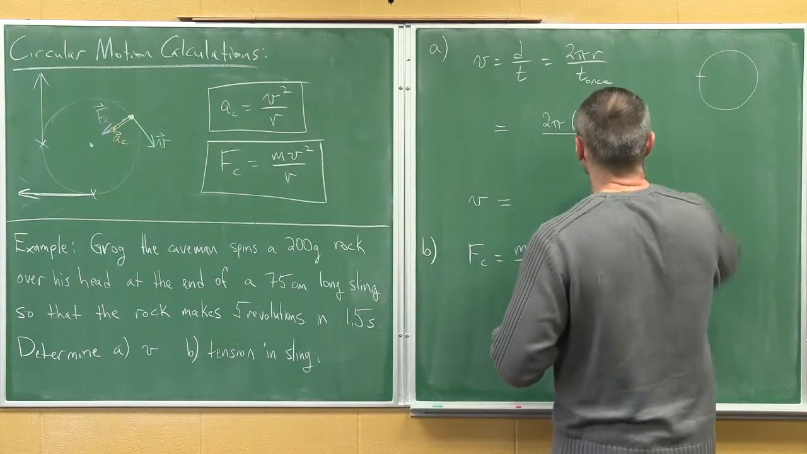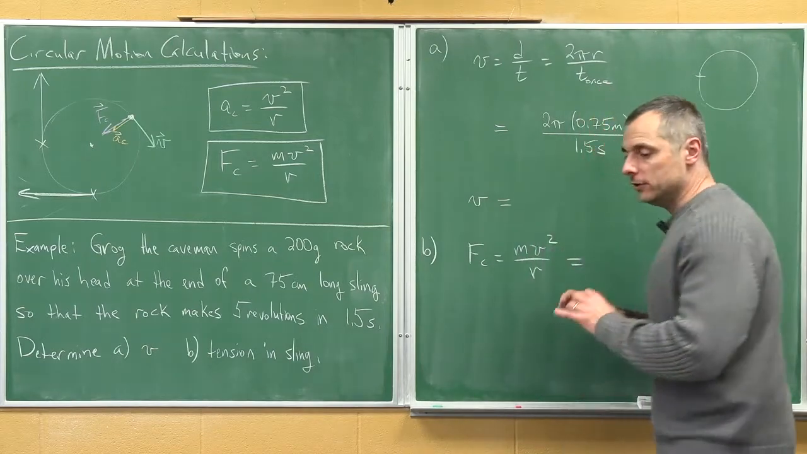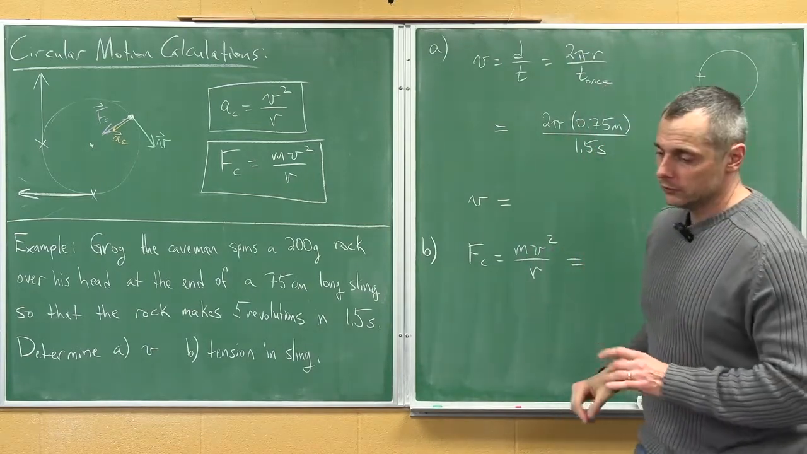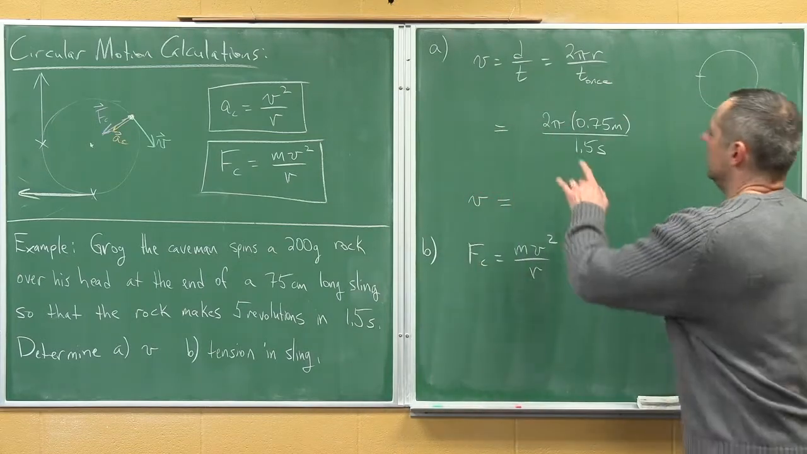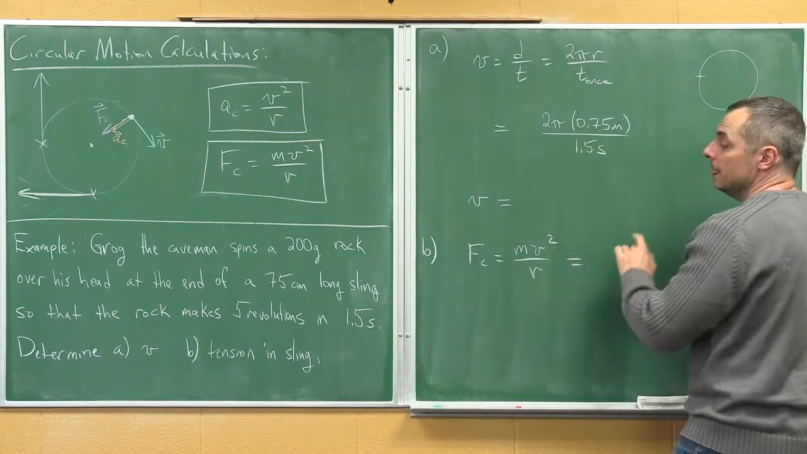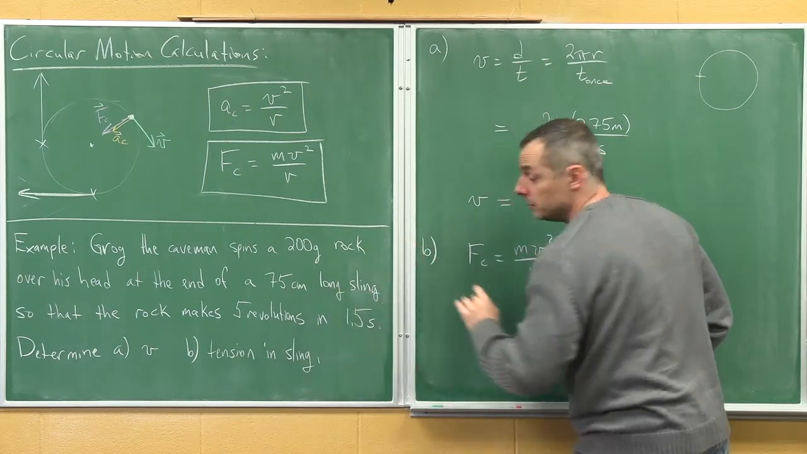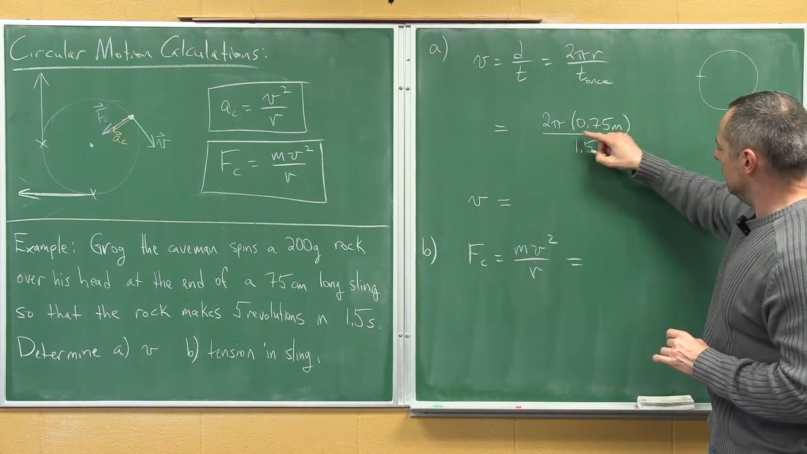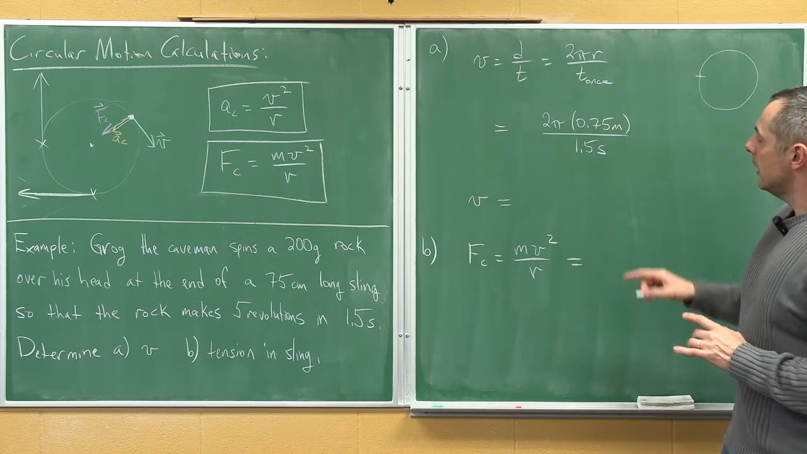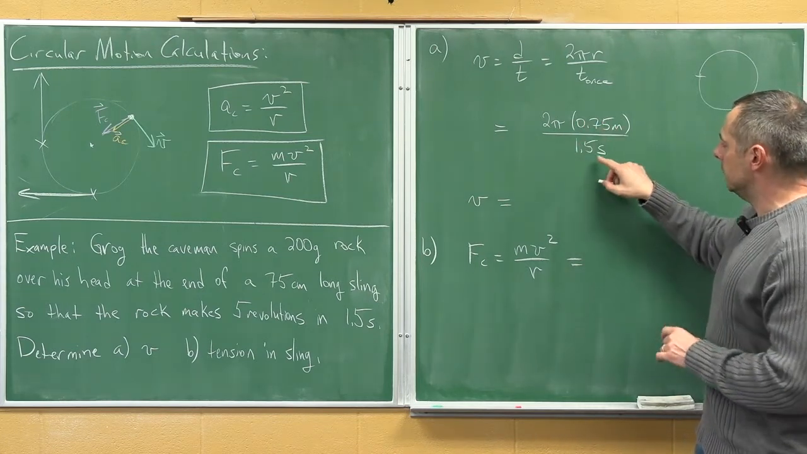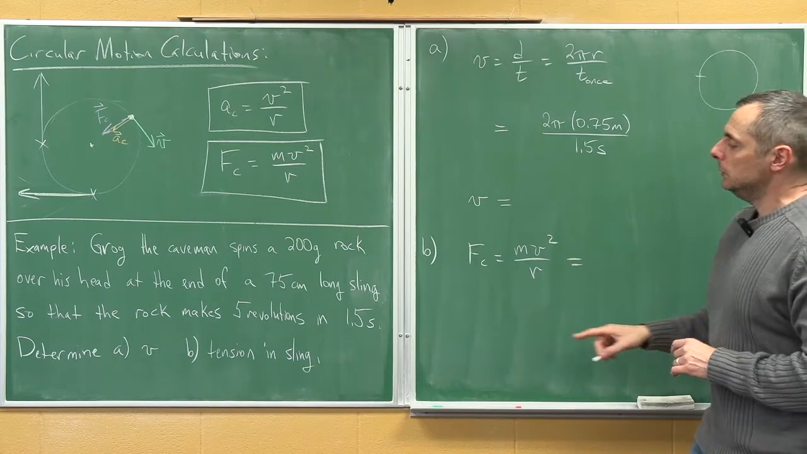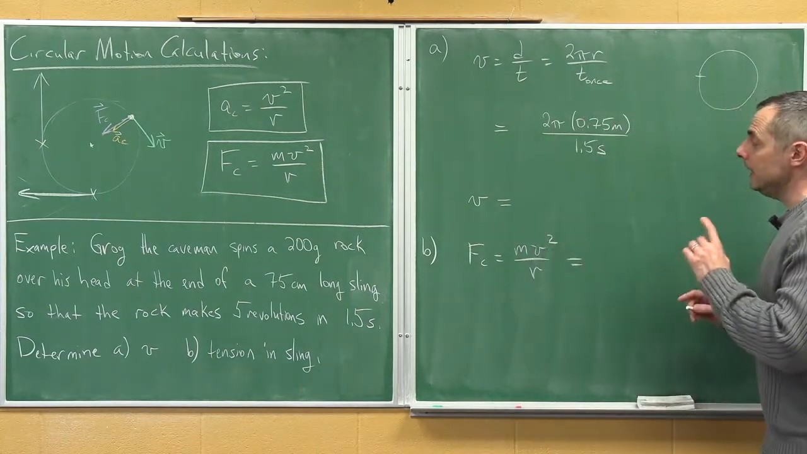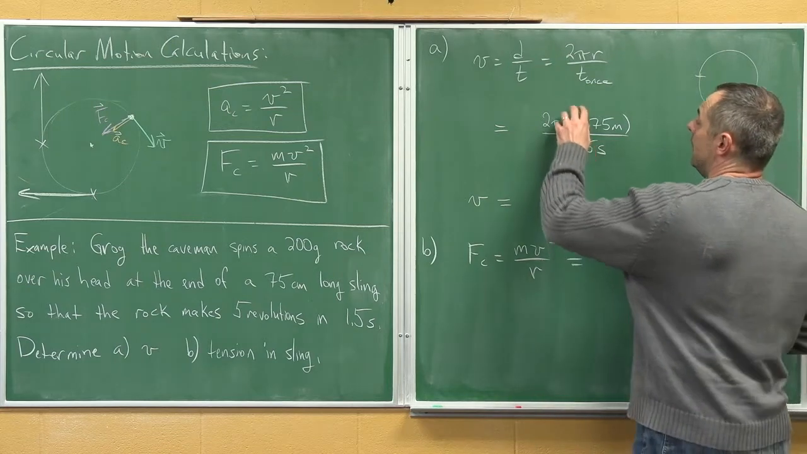So that's the distance around, and then we need the time around once. So what I did is I plugged in 2 pi, and then over here, I had to convert the centimeters to meters. Yes, you always have to do that. So I changed it to 0.75 meters. This is not correct yet because I put 1.5 seconds, which is the time to go around 5 times. But I need the time to match the distance.